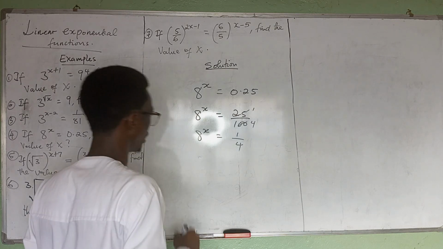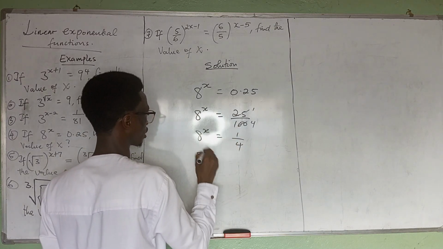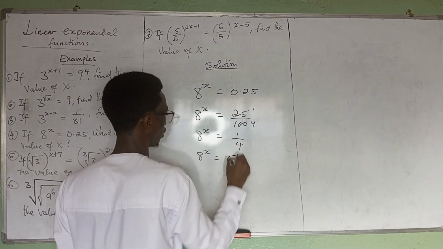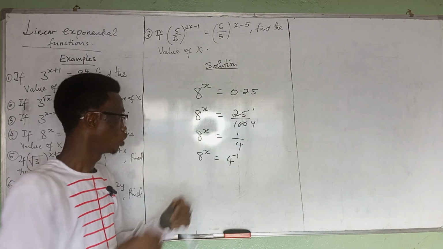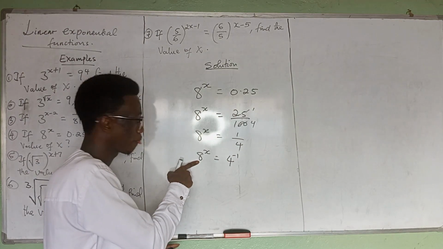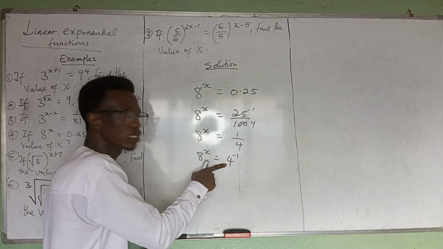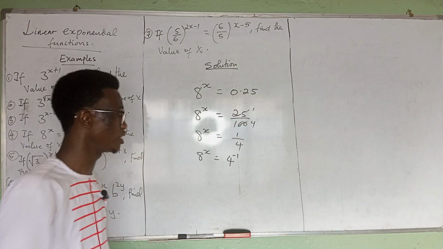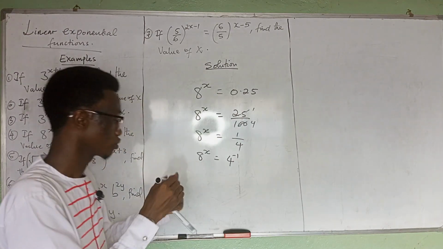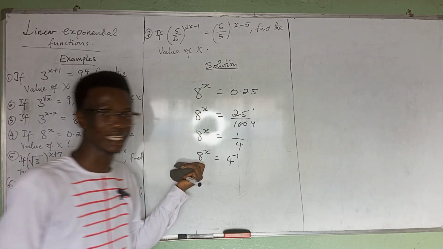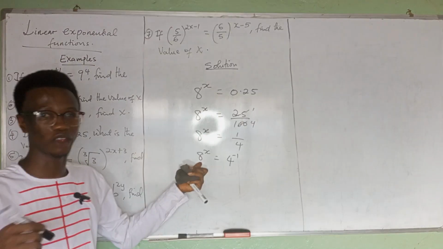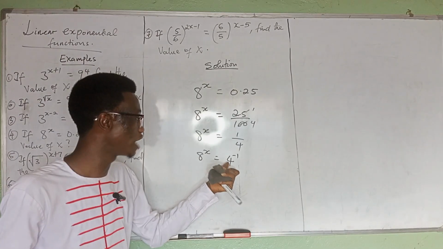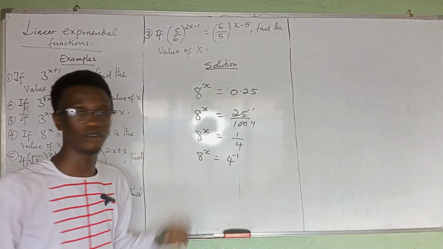Your next step is to change this one. This becomes 8 raised to the power x equals 4 raised to the power minus 1. Now, which number can you express this with? Remember, 4 is of course the lowest here, but that does not mean the base should be 4, because you cannot raise 4 to any power to have 8.